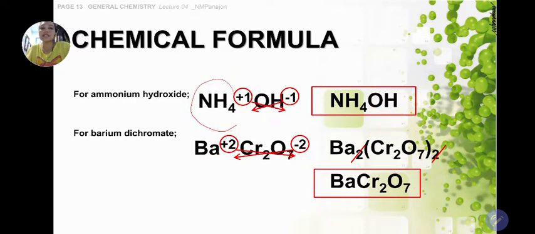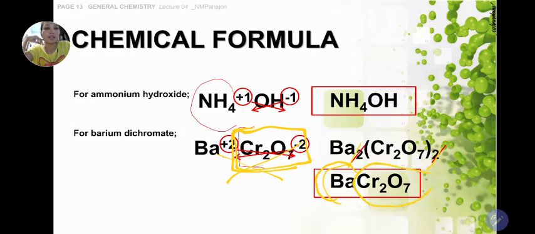And then, for example, sa barium dichromate naman, since barium is charged with positive 2 oxidation state, and the whole dichromate ion is charged with a negative 2 oxidation state. So, pag pinag-cross multiply natin siya, it will stay the same. So, barium, it will cancel out, and then we have dichromate. So, yun yung chemical formula niya.